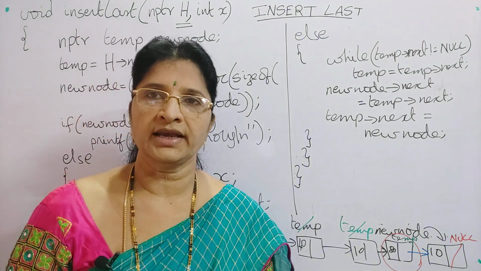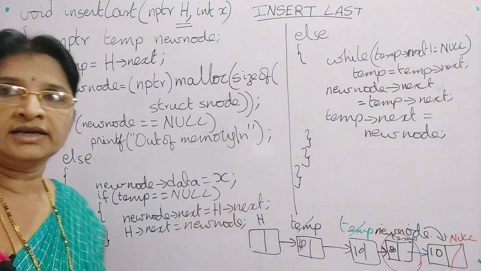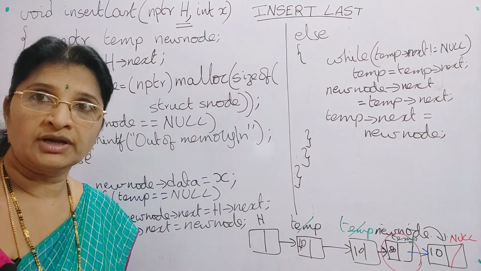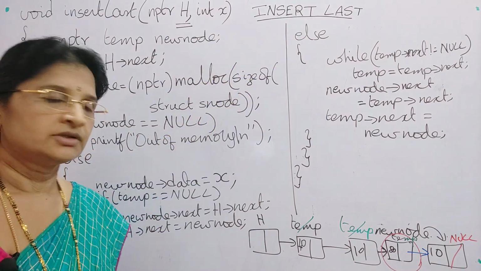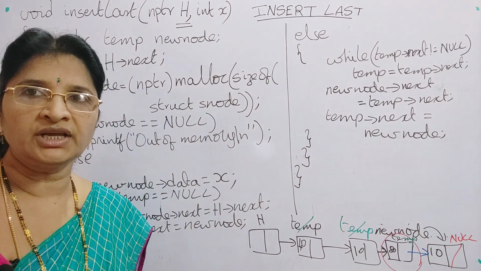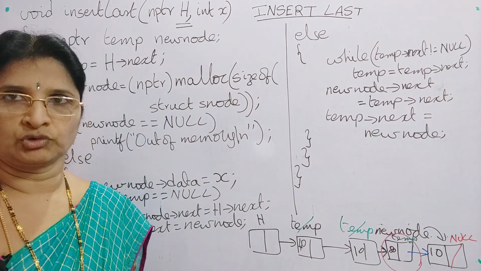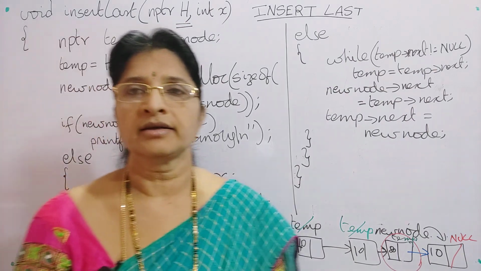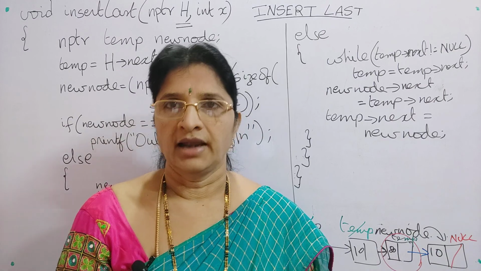So this is how we can insert a node at the last of a list. Even though here we are considering two cases, suppose the list is empty and if the list contains some nodes, both the cases are satisfied here. So this is how we can insert a node at the last.